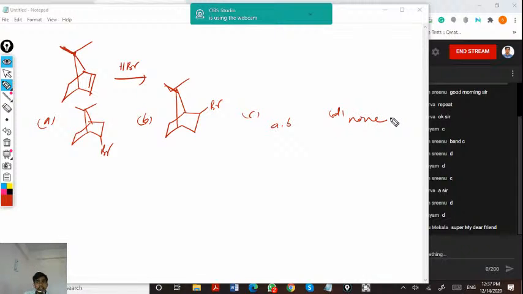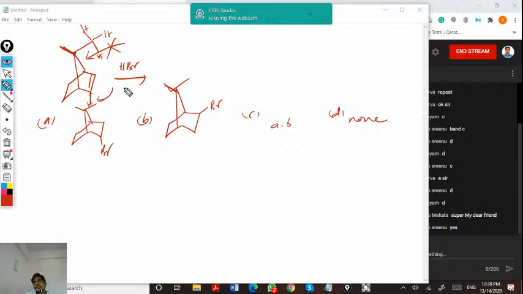Here the hint is, when there are no methyls, the downside will have hydrogens which sterically hinder. But when there are methyls, the upper side will hinder. So only down attack is going to happen. What could be the product? Give your option.